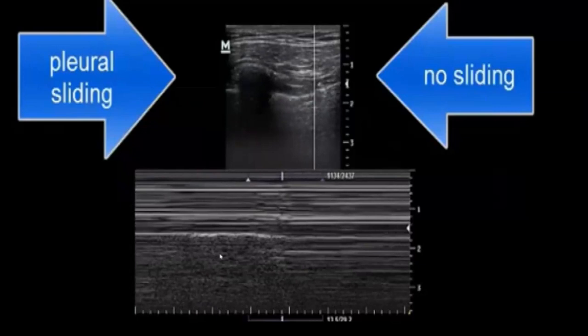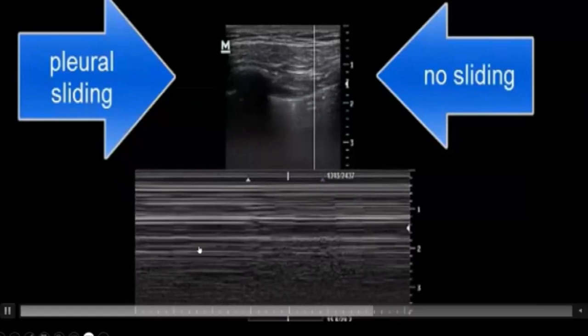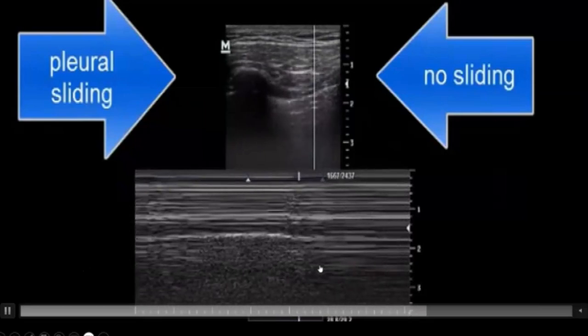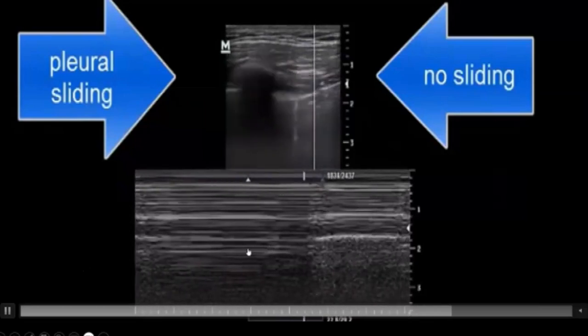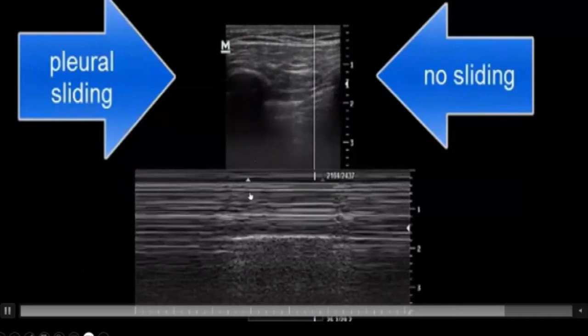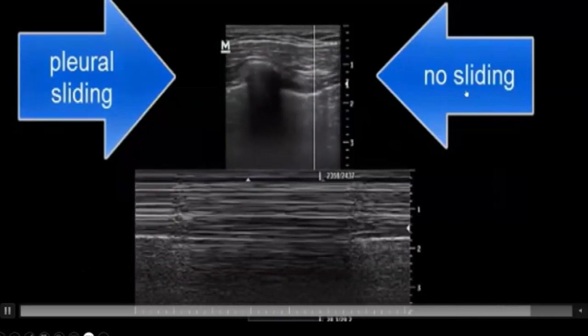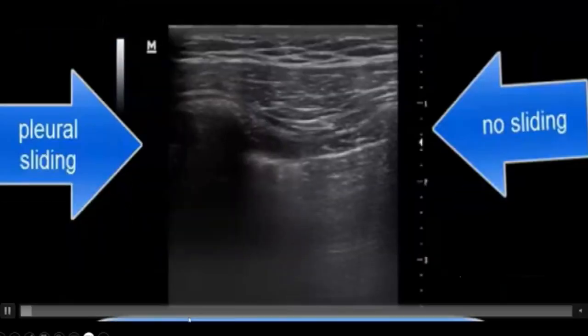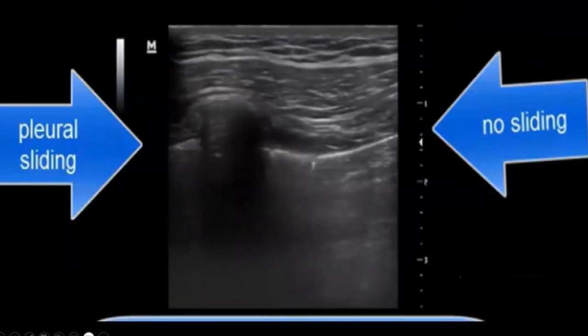So you've got your nice sandy beach appearance, and then it barcodes, and then you've got sandy beach and it barcodes. So this is a really nice way to have a static view of what you're seeing here with the lung point, going from pleural sliding to no sliding. So it's just showing the barcode sign and then the seashore sign.